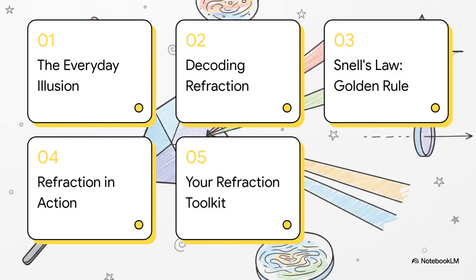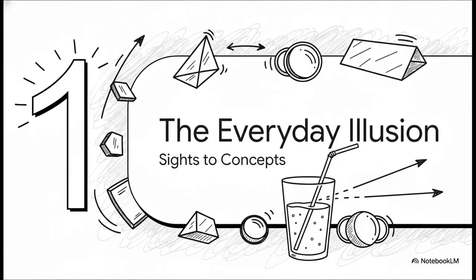All right, so here's our game plan. We'll start with that everyday illusion. Then we'll decode what's really happening. We'll look at Snell's law, that's the golden rule here, see some other cool examples in action, and then wrap it all up with a handy toolkit. Okay, let's get into it.